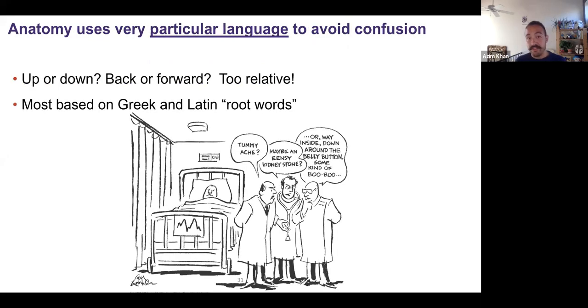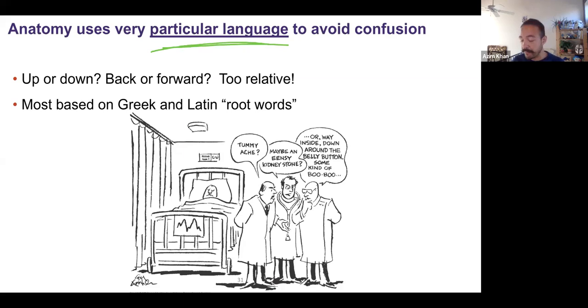The anatomy that we study uses a very particular language in order to avoid confusion. If I just say look up, up is relative. Up could mean above my head, or if I'm lying down, up could mean towards my stomach. Those are two different things. So which way is up? We don't want any relativity. We want certainty.